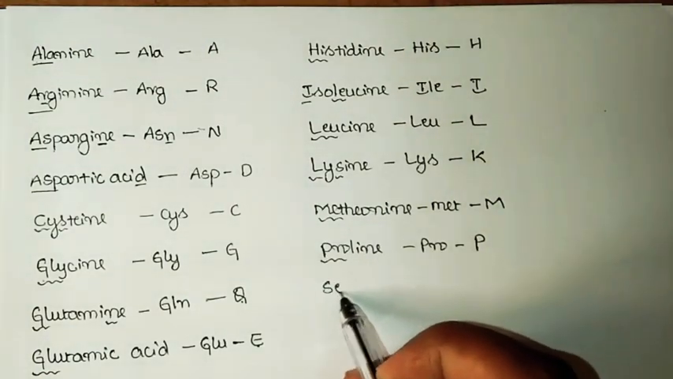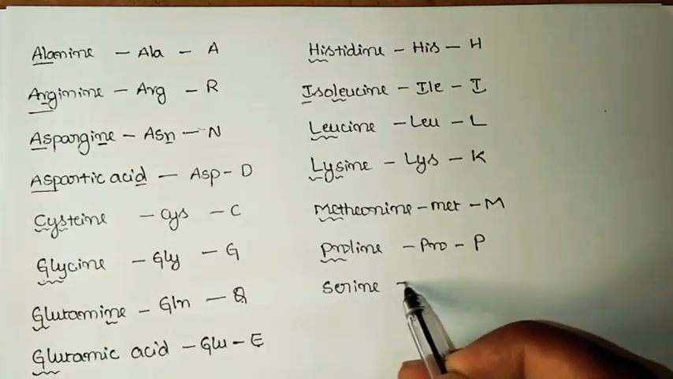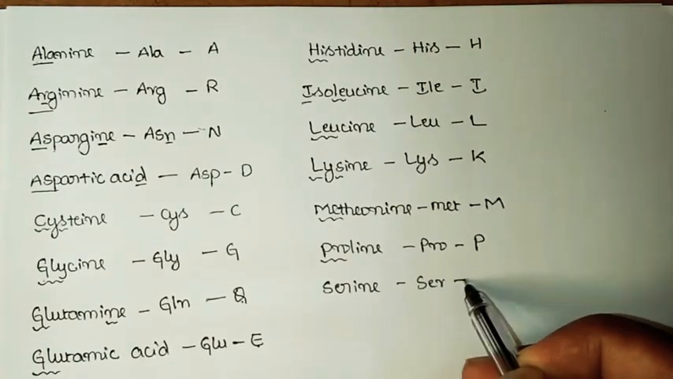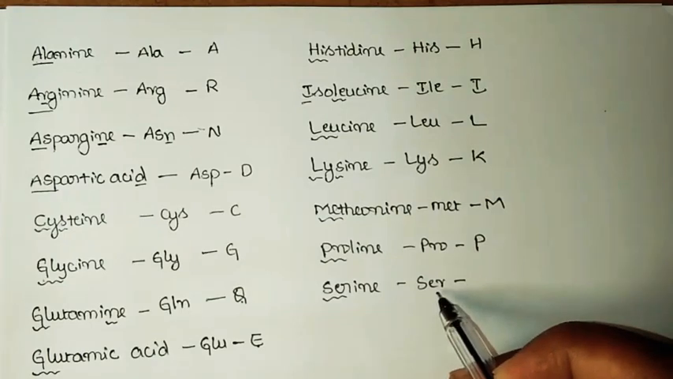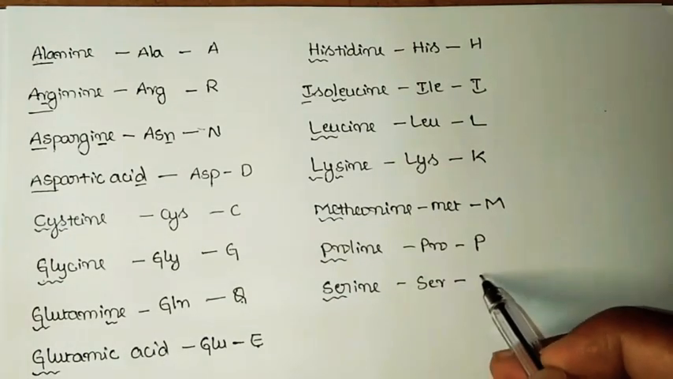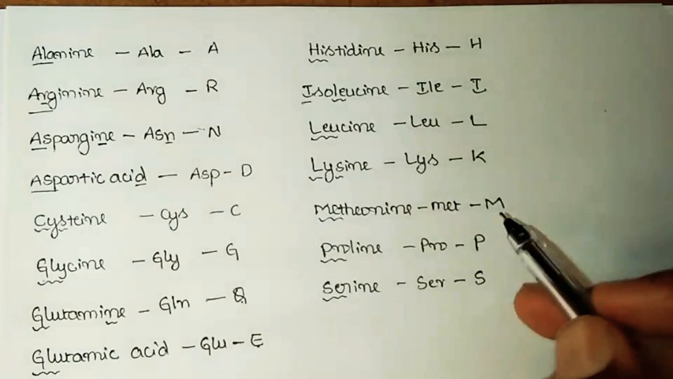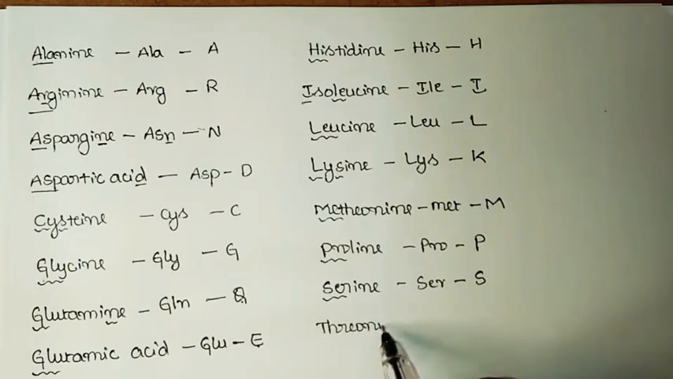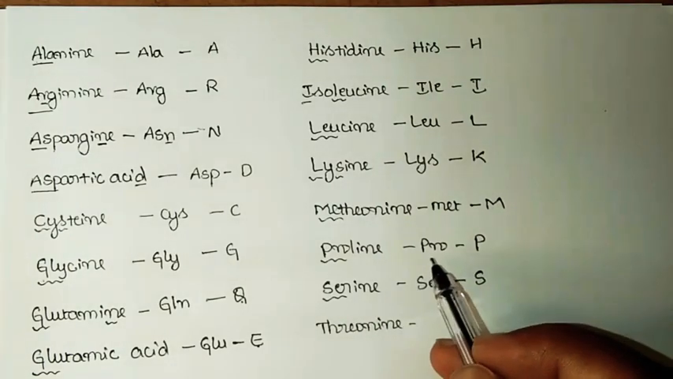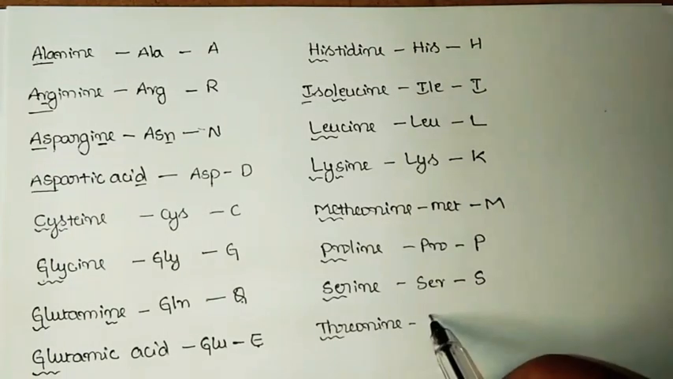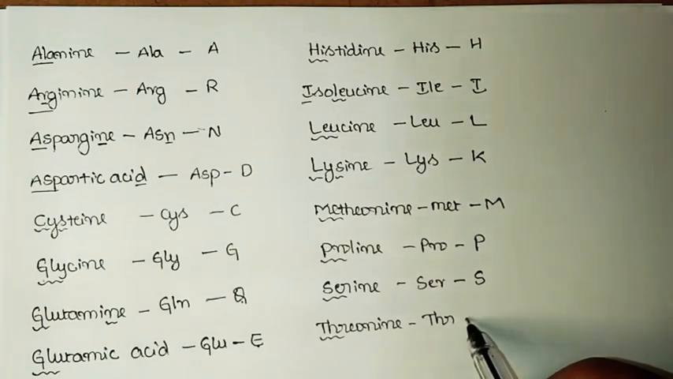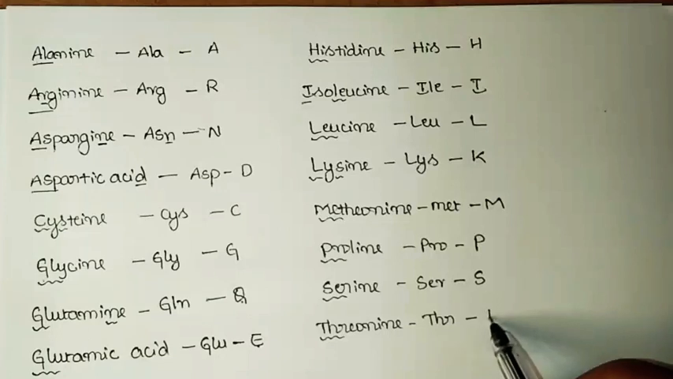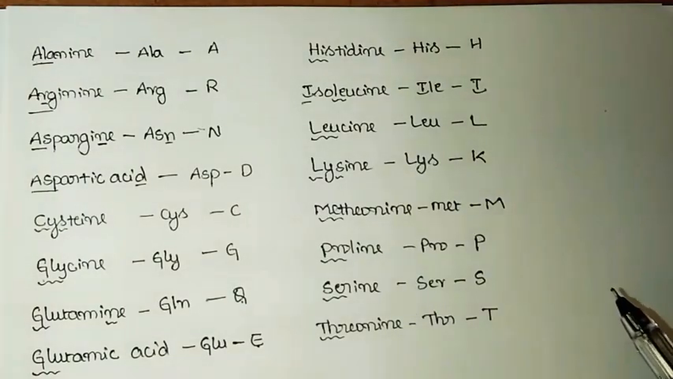So next it is serine. The first three letters S-E-R are the three-letter code for serine, and S will be taken for the indication of the amino acid serine. So next it is threonine. For threonine, the first three letters THR will be taken to indicate threonine, and the first letter, that is T, will be taken for indicating the presence of the amino acid threonine.